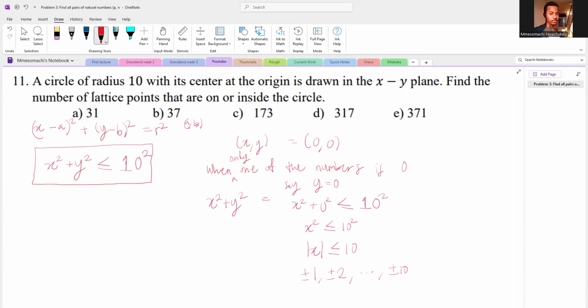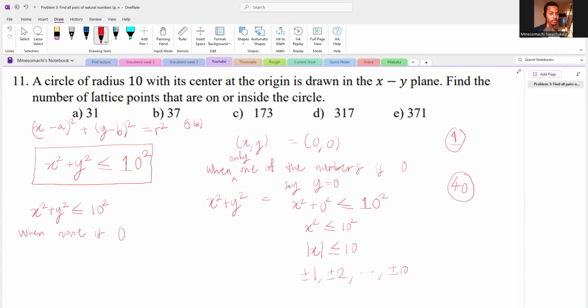And then when x is 0, it's the same thing, so we just multiply this by 2. So here, one solution. Here, we have 20 times 2, so that is 40 solutions. Now we come to the next case: the number of integer solutions to x squared plus y squared less than or equal to 10 squared, when none is 0.